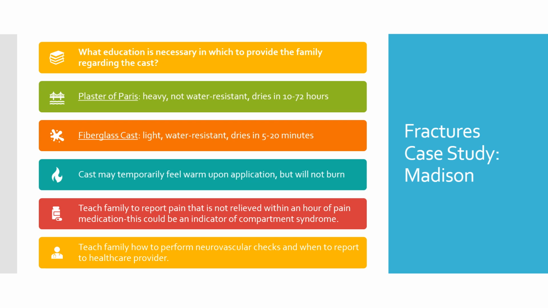Teach family to report pain that is not relieved within an hour of pain medication. We just talked about that with the 5 P's. So that means that we have an indicator of compartment syndrome. So we're going to teach family how to perform neurovascular checks and when to report to the healthcare provider. So we're going to kind of go over the 5 P's with them and explain to them what they need to do and when they need to call the doctor.